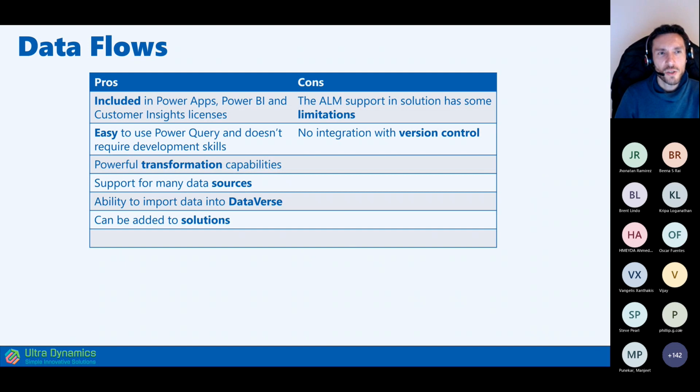So these are some of the points to mention about data flows. It's included in some of the licensing, so there's a good chance you will have access to that already. You've got a very easy and powerful query and transformation language in the form of Power Query that you can use to build your data flows. You've got access to a lot more data sources than the configuration migration tool, and you can still import the data into Dataverse. You can add them to solutions.